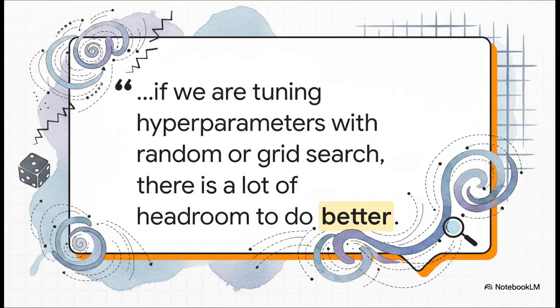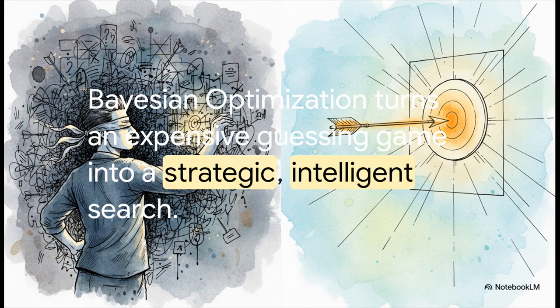It's like Quan Nguyen says in the piece we're looking at. If you're still trying to solve these really hard problems with old-school methods like random or grid search, there is a lot of headroom to do better. You're basically just leaving performance on the table. So when you boil it all down, Bayesian optimization turns what used to be a frustrating, expensive guessing game into a really strategic, intelligent search. It gives you a smart, principled way to handle that classic trade-off. Do I explore new territory, or do I exploit what I already know works?